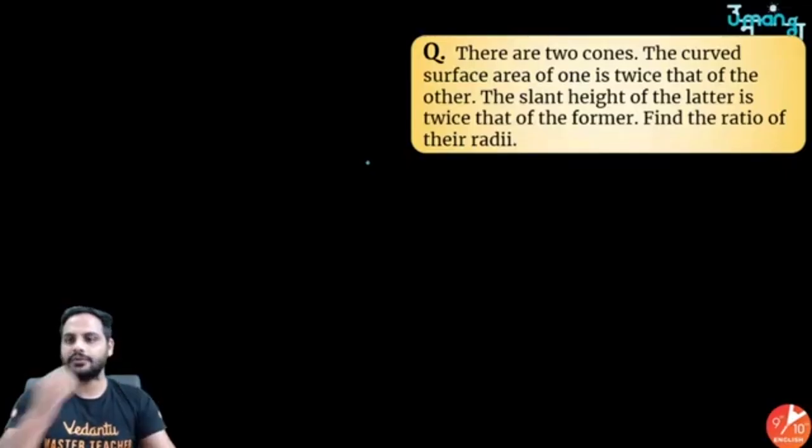Okay, now there are two cones. The curved surface area of one is twice that of the other. The slant height of the latter is twice that of the former. Find the ratio of their radii.